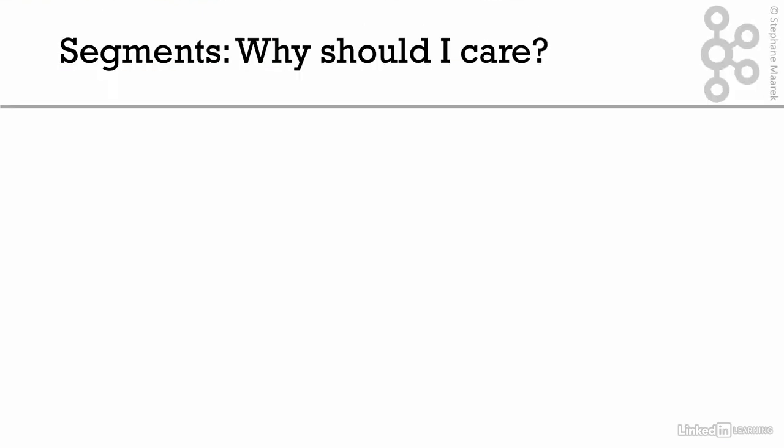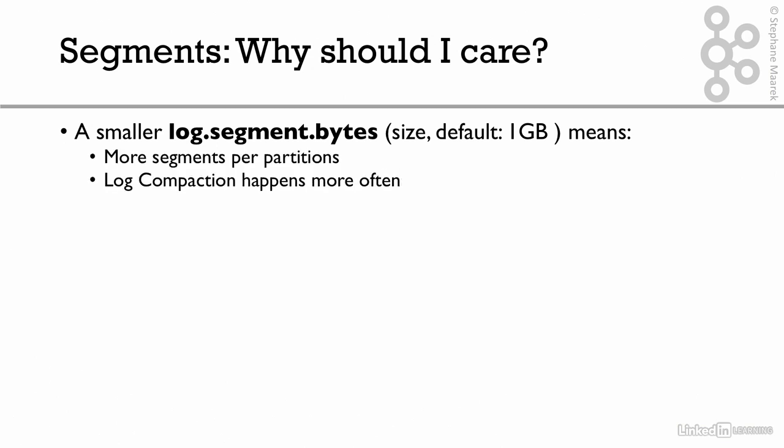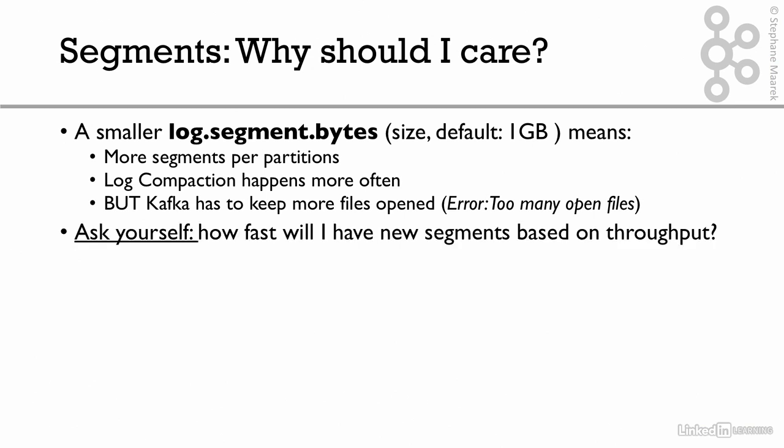Okay, so we've seen how segments are on our file system, but why should you even care? Well, if you set a smaller log segment bytes, for example less than 1 gigabyte, that means you'll have more segments per partition. That means that log compaction, and we'll see what log compaction is in the next lectures, will happen more often. And Kafka has to keep more files open, which can be a problem if you have too many files opened. So don't set log segment bytes to something really small like 1 megabyte. You will break Kafka.